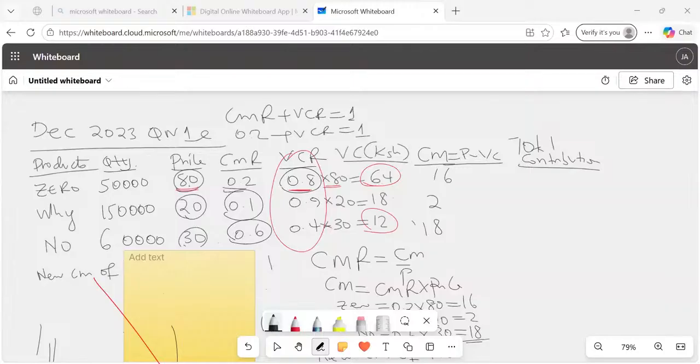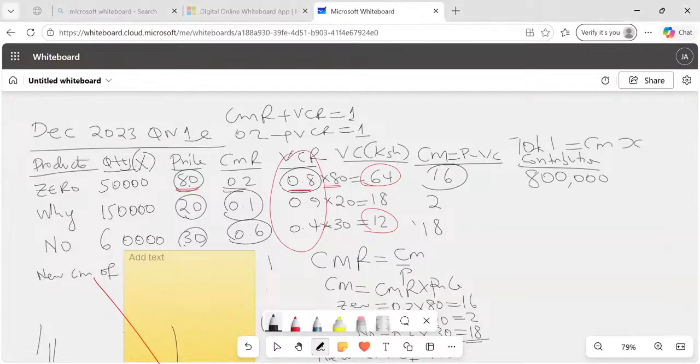So come and take CM times number of units, contribution per unit times number of units. Already number of units we have. This is the quantity, this is our X. So can somebody give me the total contribution to be realized from product 0? 50,000 times 16, giving me 800,000 here.